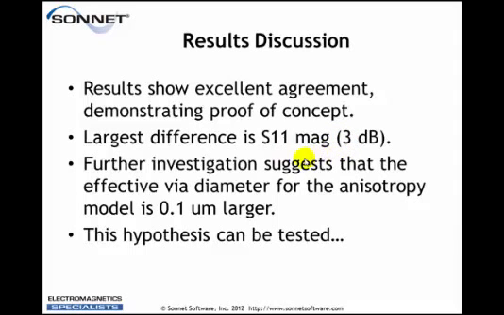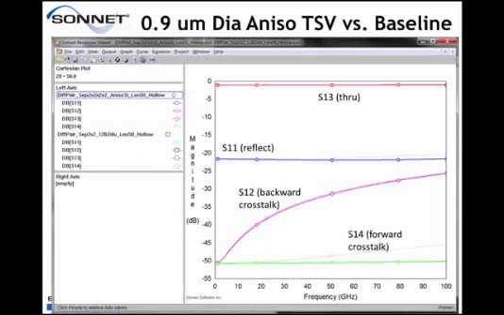That's a little bothersome. We poked around on this a little bit, and we found out that the difference is because the anisotropic model is actually the S parameters for a via that's 0.1 micron larger. The baseline is 1 micron in size. So if we analyze an anisotropic TSV model that is 0.9 microns in diameter or on a side, it should come up with about the same S parameters as the actual 1 micron diameter through silicon via. So we can test that hypothesis. And so we analyzed the 0.9 micron diameter anisotropic through silicon via and compared it to the baseline.